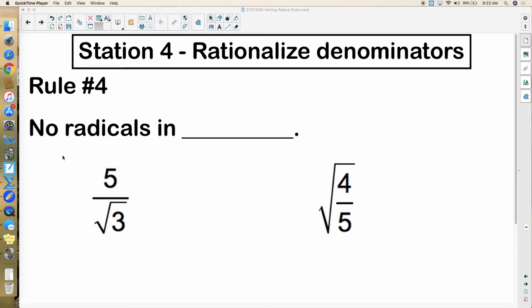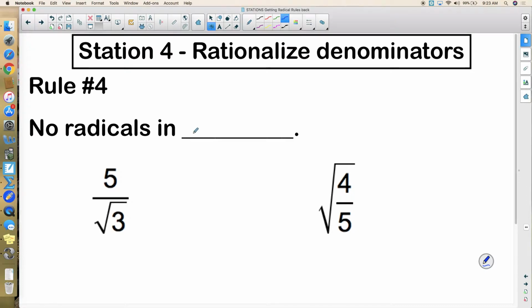This is the video for station number 4, where we're going to work on the last part. Sometimes you work with a fraction and a radical, and no matter what you do, you can't simplify it and get the radical out of the denominator. But the rule is there can be no radicals in the denominator of a fraction.